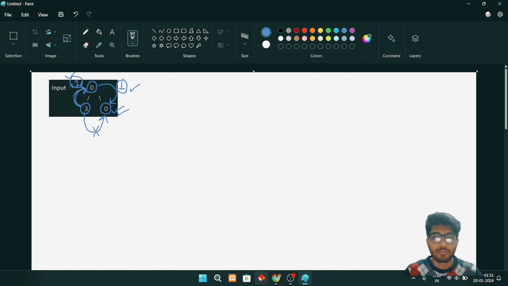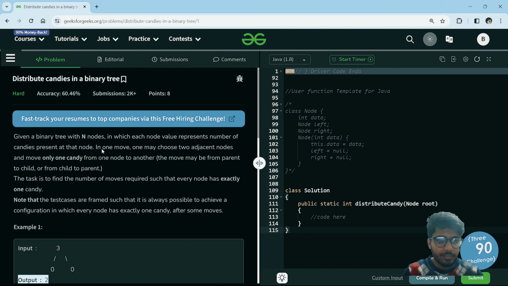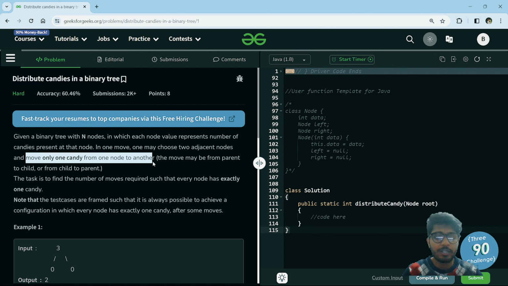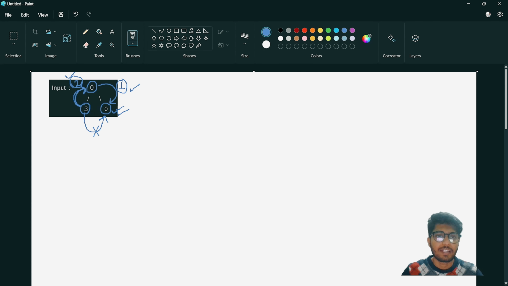Because in the question it is given, you can see this, in one move one may choose two adjacent nodes and move only one candy from one node to another. So sharing two candies in one go is not possible. That is why we need two steps in the left part of the tree to share two candies. And for the transaction of a candy in the right part, there was another move. So altogether, the steps were 3: 2 in the left, 1 in the right. Total, we got 3 steps.